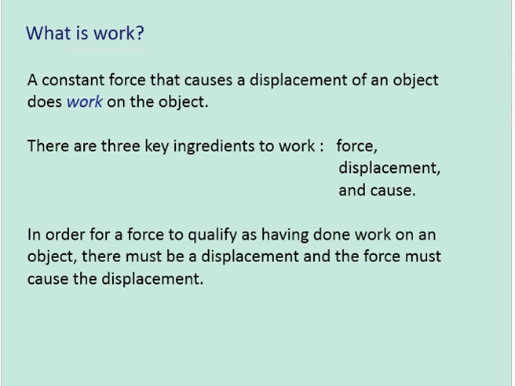So first, let's define work. If you apply a force to an object, and the object moves or changes its position as a result of that force, the force has done work on the object. So there's three key requirements to knowing whether or not work has been done on an object. You have to have a force applied to it. The object has to change its position or have some displacement. And that force must be the cause of that displacement. So there's a cause and effect relationship there. You can have a force exerted on an object that doesn't displace it, which means it doesn't do work on the object.